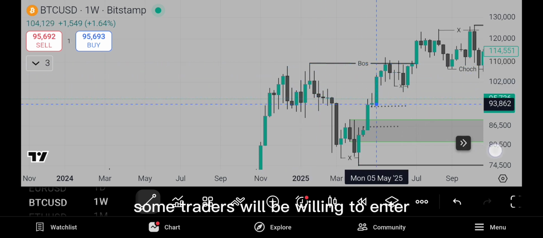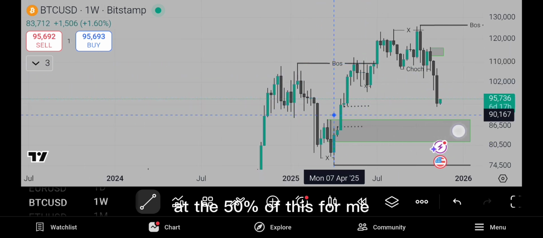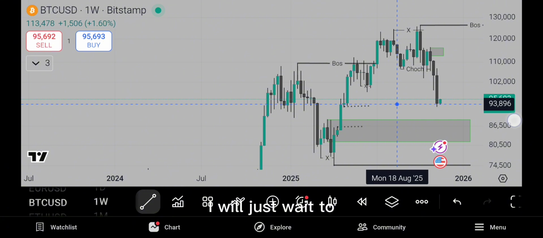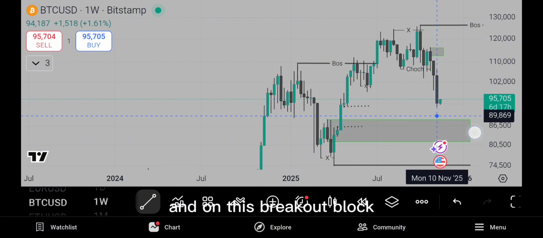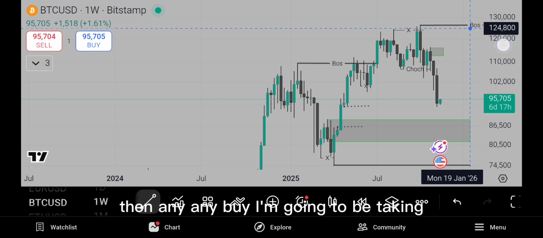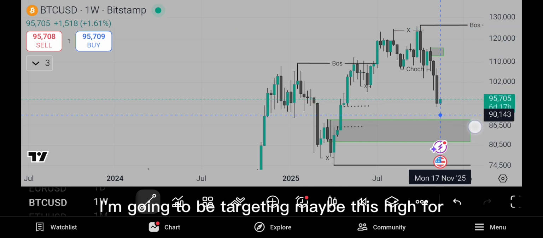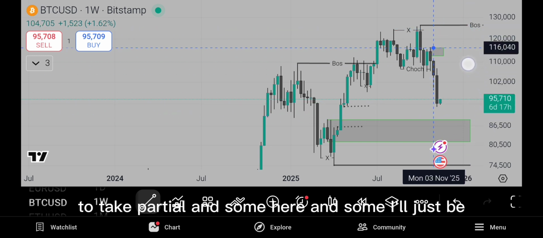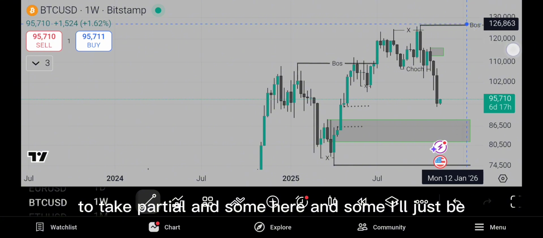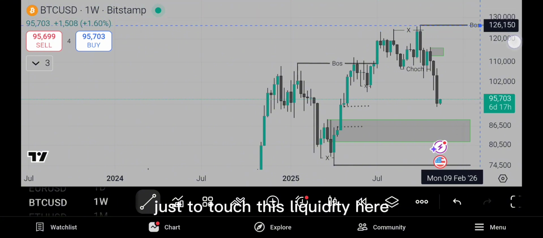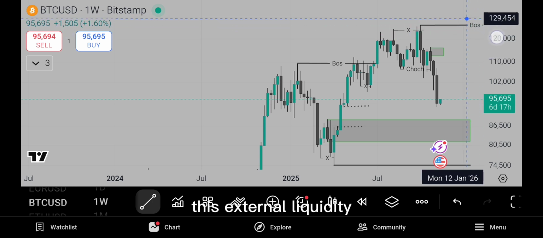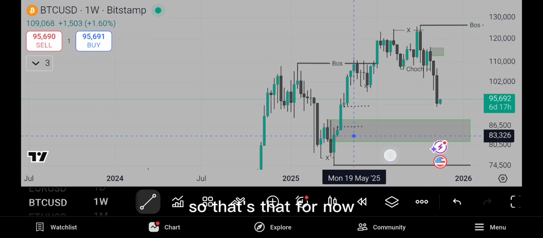Some traders will be willing to enter at the 50% of this, but me, I'll just wait to observe how price reacts in this inefficiency and on this breaker block. Then any buy I'm going to be taking, I'm going to be targeting maybe this high to take partials, and some here, and some I'll just take higher, maybe to 130 or so, just to touch this liquidity here, this external liquidity. So that's that for now.